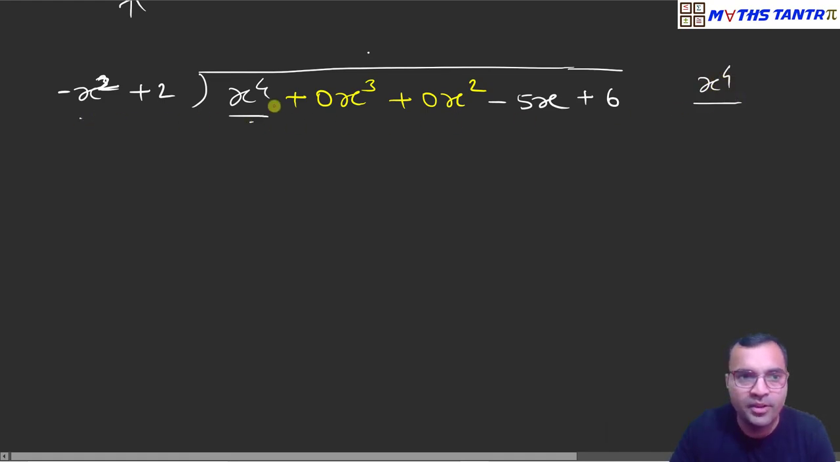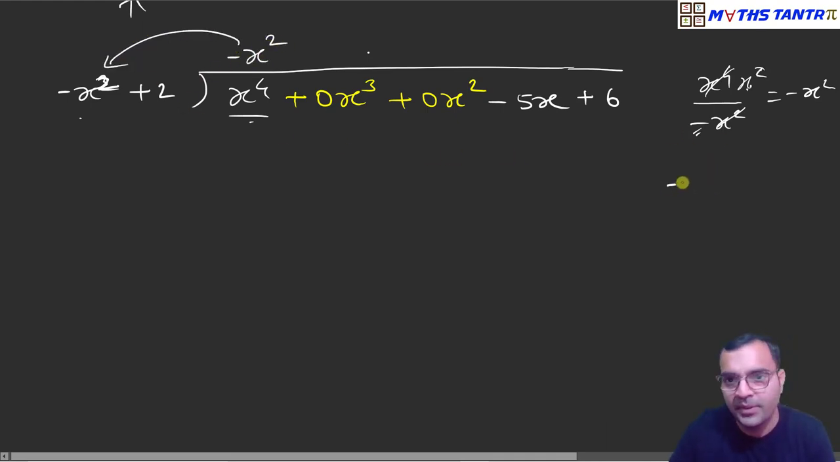First term should be divided by first term. It is minus x square. This will be x square. So here minus x square will be there, right? Minus. So I should multiply it by minus x square. Just multiply your divisor by minus x square. What you will get? Minus x square plus 2. Minus into minus plus x to the 4. Minus into plus minus x square into 2.